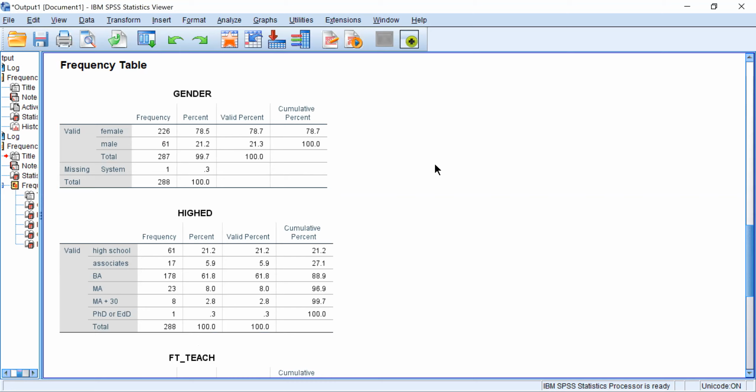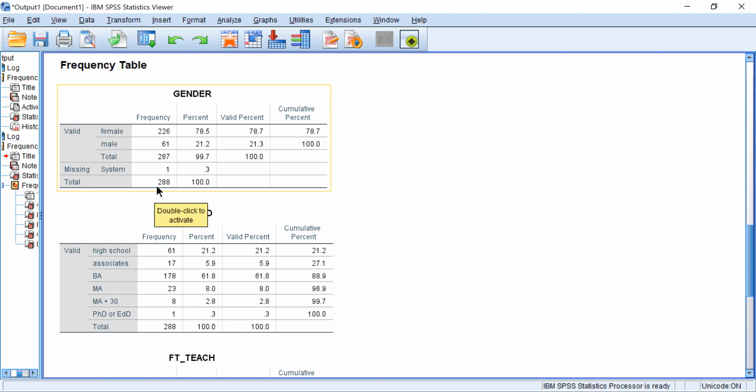That's not unusual in teacher education, so we're not really surprised by the disproportionality of gender representation. And you want to report the valid percent, not the overall percent. The valid percent is the number of females out of the number of people who responded. The percent is the number of females out of 288.